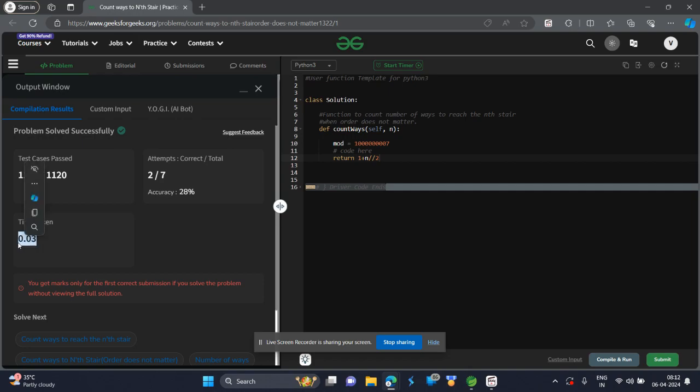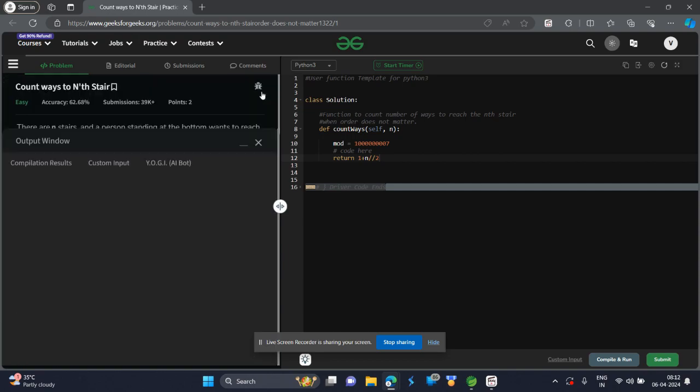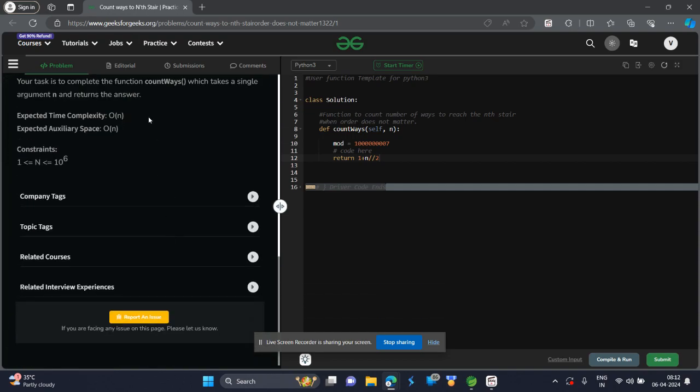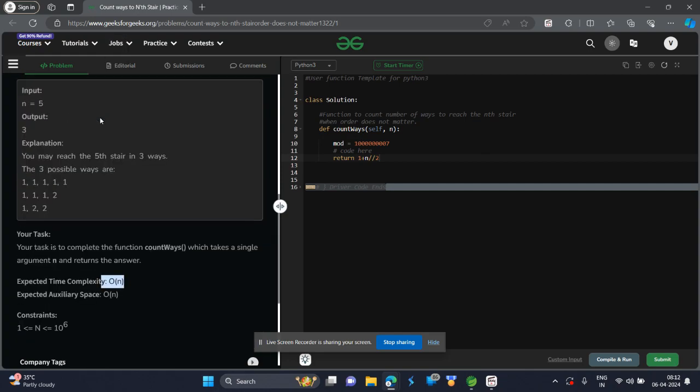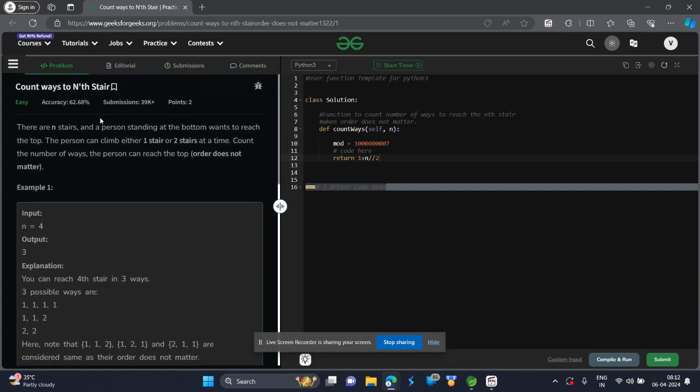This question can be done using DP and all, which will be obviously order of n. And order of n is acceptable in this question also. But if this question can be done in order of 1 using simple mathematics, we should go for it.